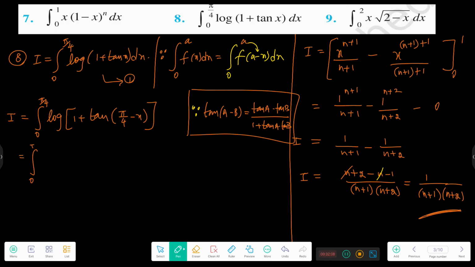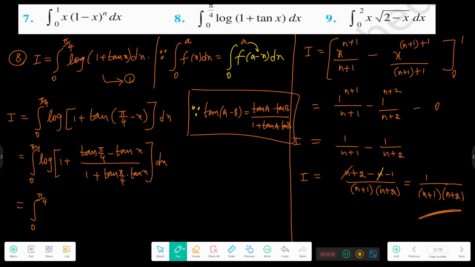So integral 0 to pi by 4 log of 1 plus tan of (pi by 4 minus x) means tan pi by 4 minus tan x divided by 1 plus tan pi by 4 into tan x, into dx. Okay, children, tan pi by 4 is what? 1. That I am going to apply here. So log of 1 plus tan pi by 4, tan pi by 4 is 1. In both the places I am going to apply 1.